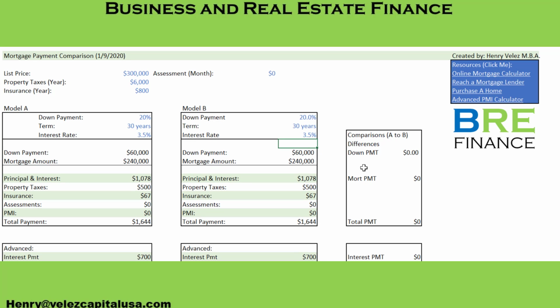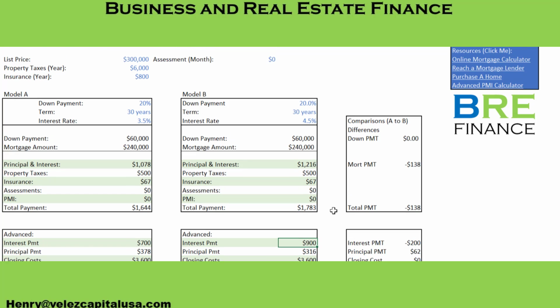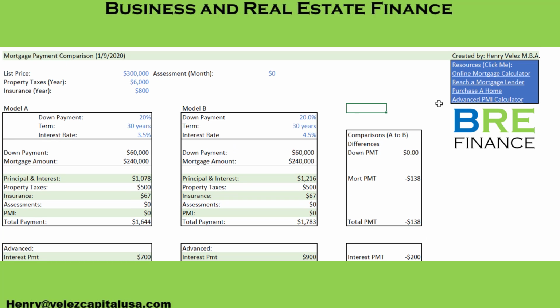So let's say your credit wasn't so great, and instead of 3.5 you had to pay 4.5, excuse me. So now that 1% raises your payments, everything else is the same, by $138 every month. And you're going to be paying more in interest. If you look over here in advanced, your interest payment on the first month is now $200 more. $200 more because of that 1%.